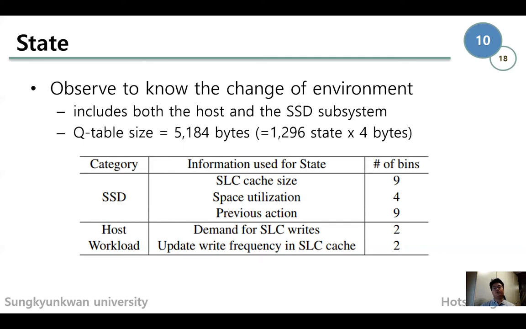We used demand for SSD write and update write frequency in SSD cache for host workload state. The first one represents how much hot data the host generates, and the second one means the intensity of hotness of the host data written in the SSD cache. The Q-table size is 5,186 bytes, which can be stored at an SSD flash page with a size of 16 kilobytes. It also can be cached in the internal DRAM of SSD.